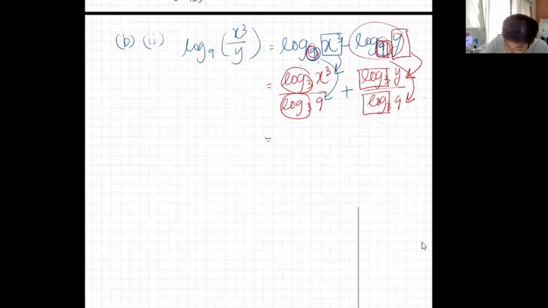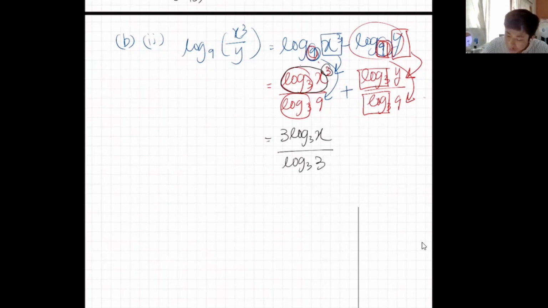So you see, this one is in terms of log base 3x already. But I cannot substitute yet. I have to bring the 3 in front first. So I will bring the 3 in front, log base 3x. And then this one is actually log base 3. Break 9 down into 3 squared. And then this 2, I bring it in front.